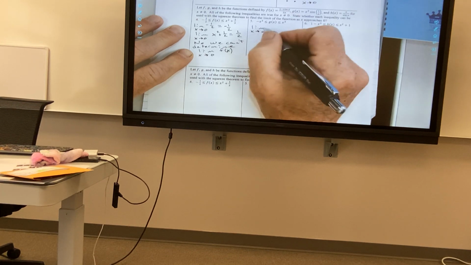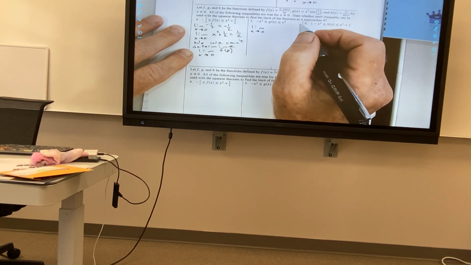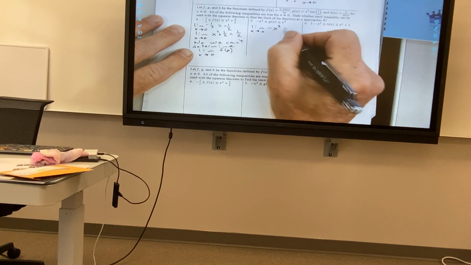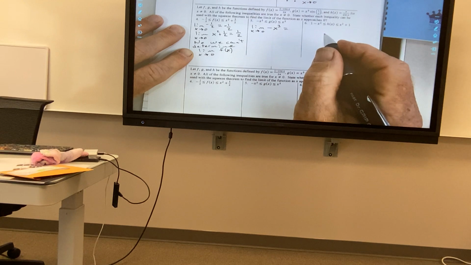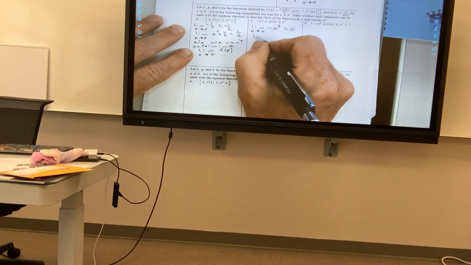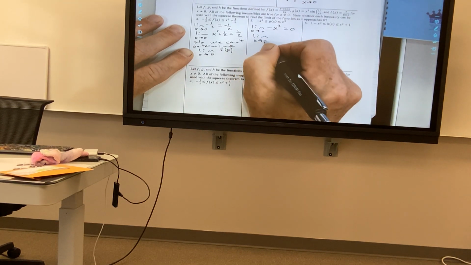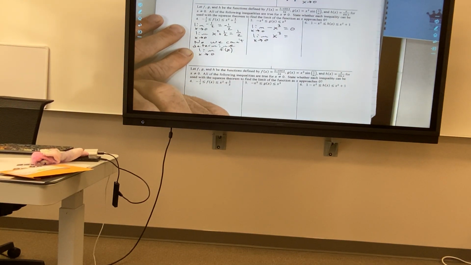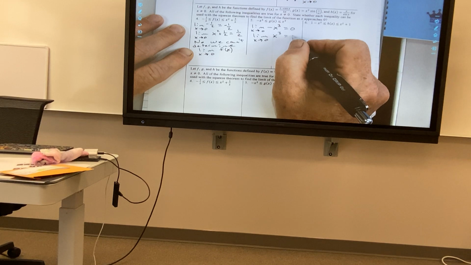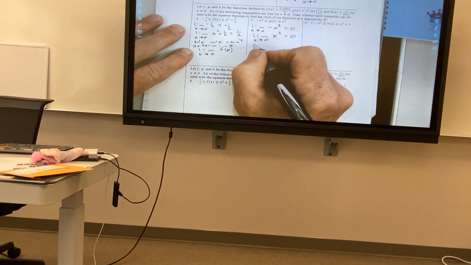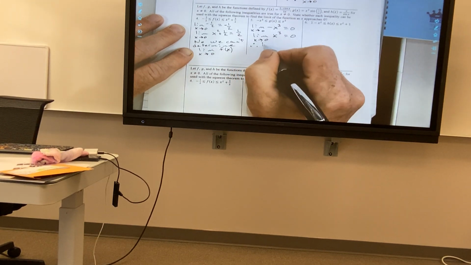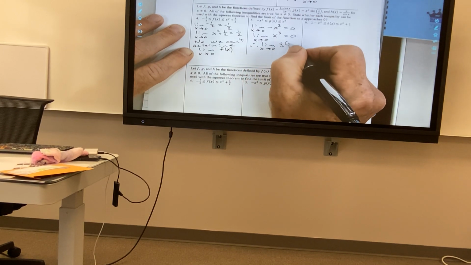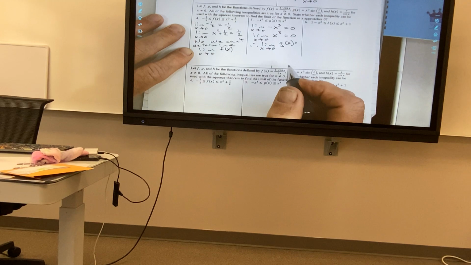Okay. I got the limit as x approaches 0 of what? Negative x cubed. What is that? 0. The limit as x approaches 0 of x cubed, that's also 0. Therefore, the limit as x approaches 0 of g of x is equal to what?